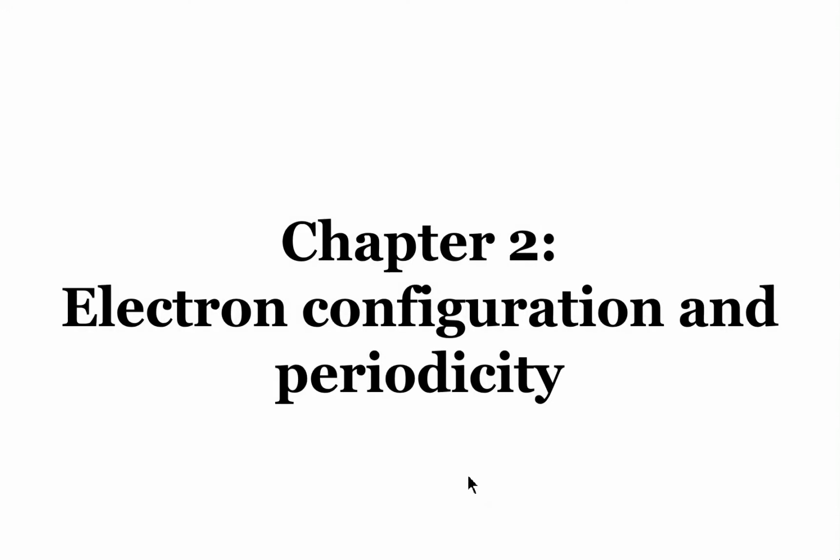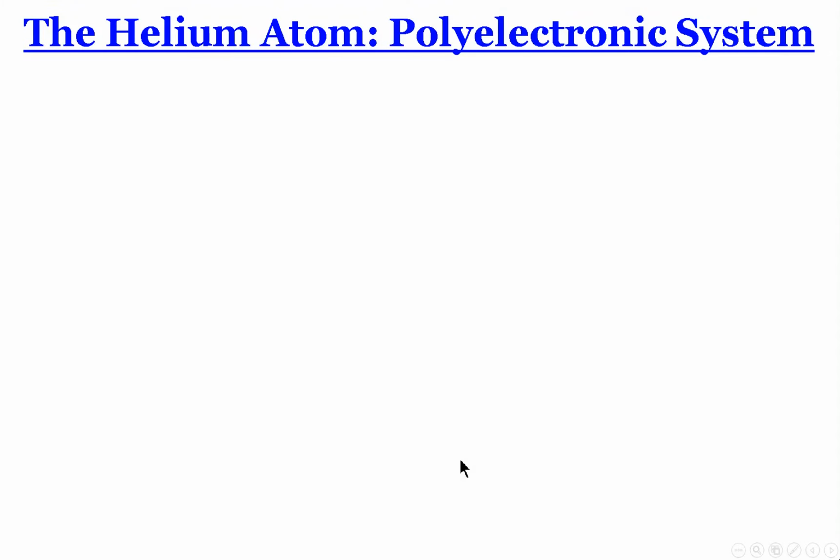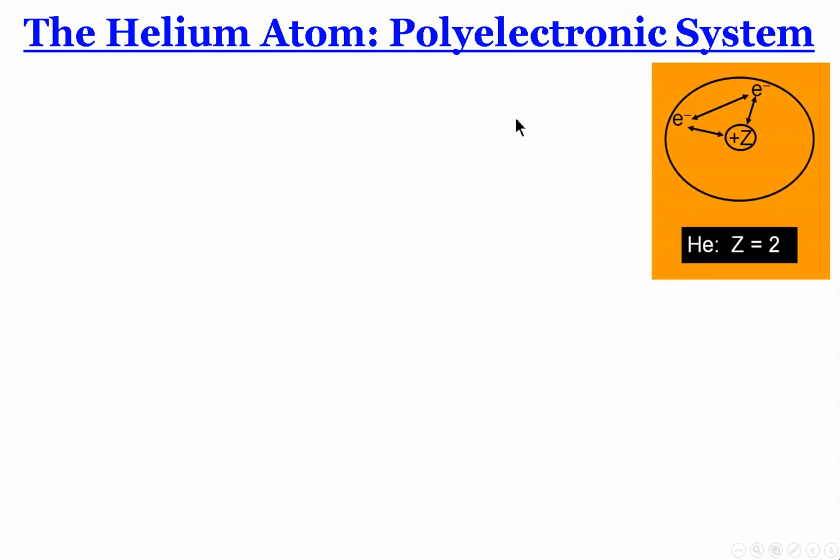Chapter 2, Electron Configuration and Periodicity. We saw when we studied Bohr theory for monoelectronic systems that we consider only the interaction between the electron and the nucleus. In the case of the helium atom, for example, which is a polyelectronic system composed of two electrons, we have to consider three types of energy.